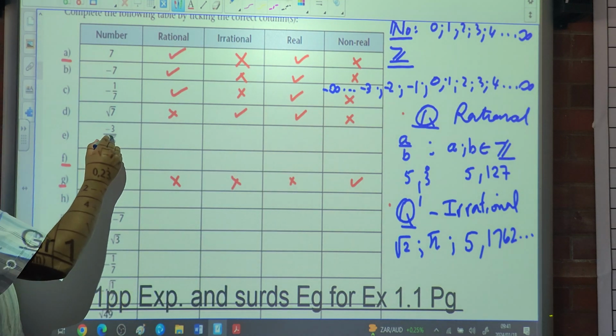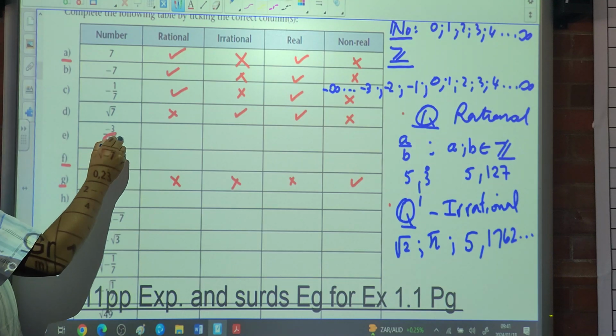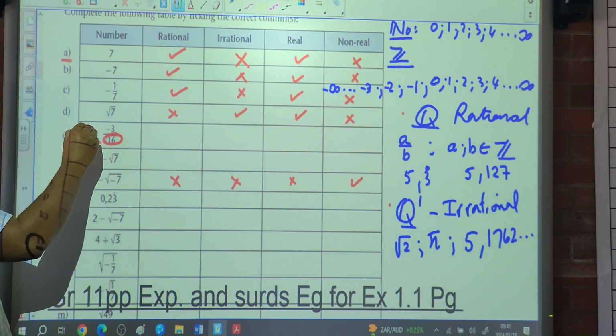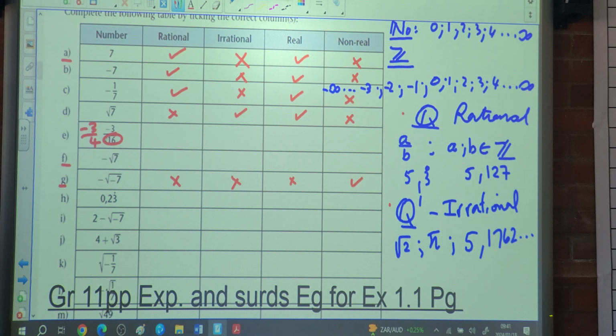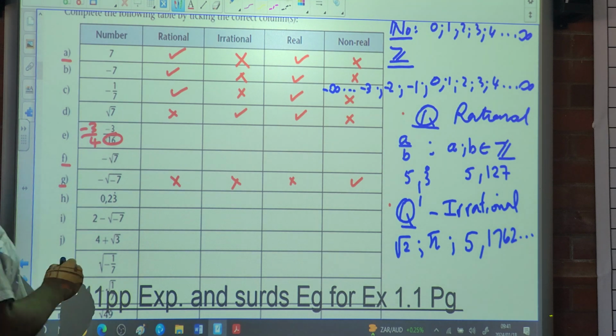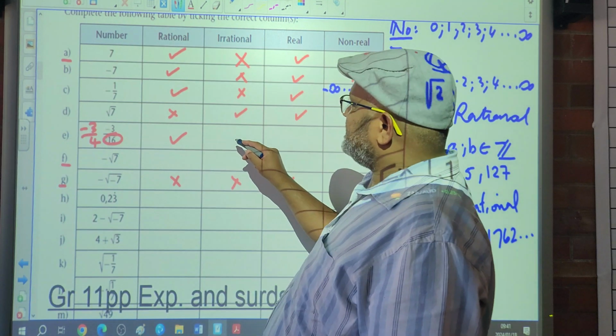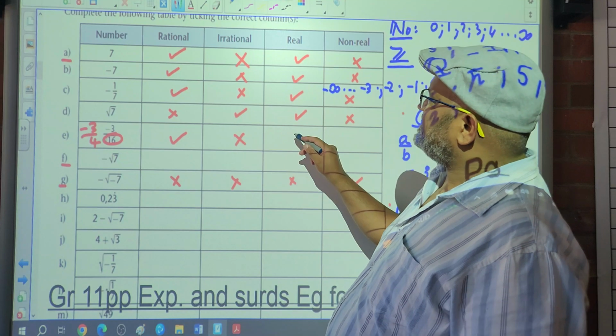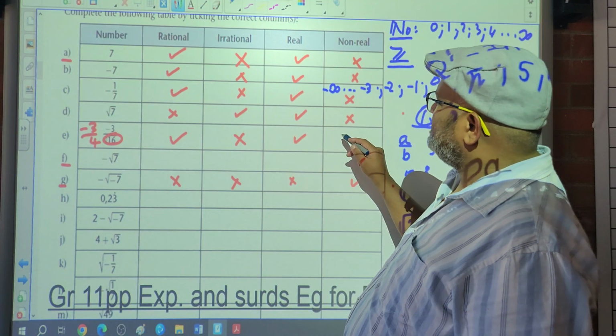-3/√16. Now, the root 16 can be written as 4. So in other words, we're looking at -3/4. So is that rational? Yes. Is it irrational? No. Is it real? Yes. Is it non-real? No.